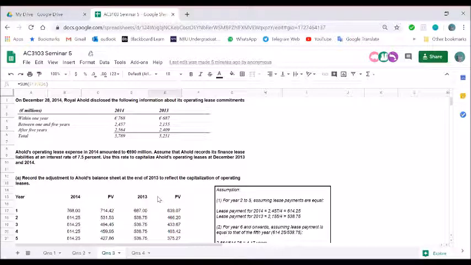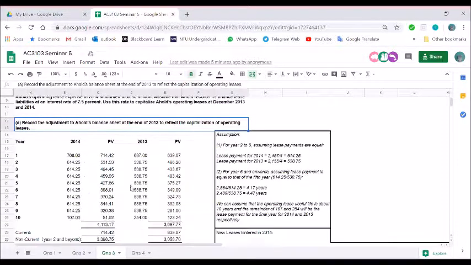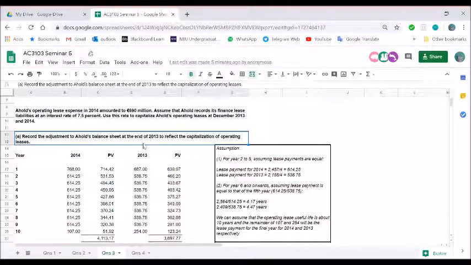Question part A asks us to record the adjustment to Ahold's balance sheet at the end of 2013 to reflect the capitalization of operating leases. And the interest rate we'll be using is 7.5% because the operating lease is capitalized, and therefore we can use the finance lease interest rate. So now we'll be looking at this table here, which would give us the present value of 2014 and 2013 lease liabilities respectively.